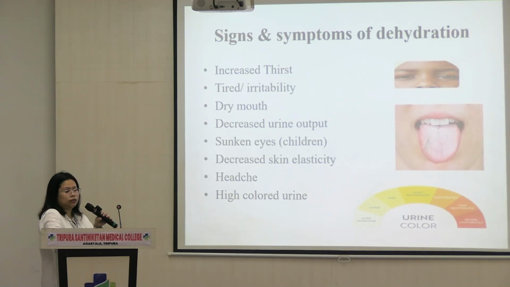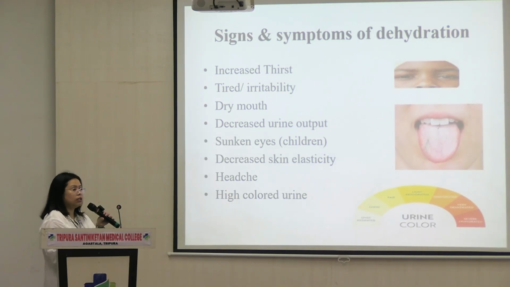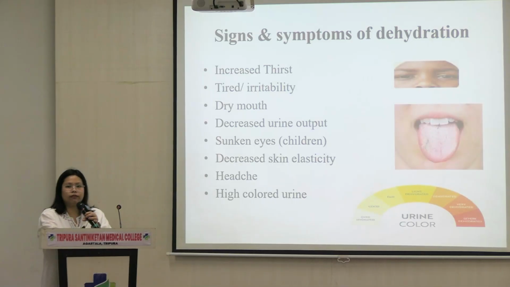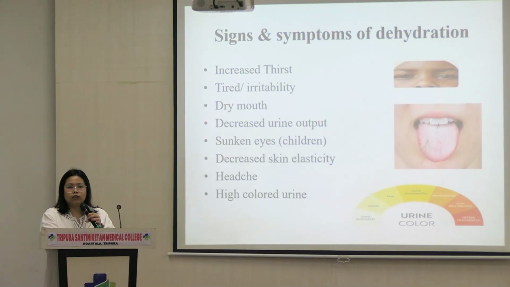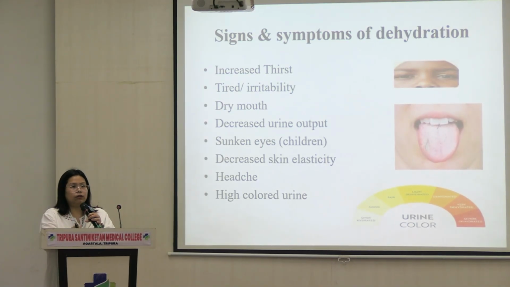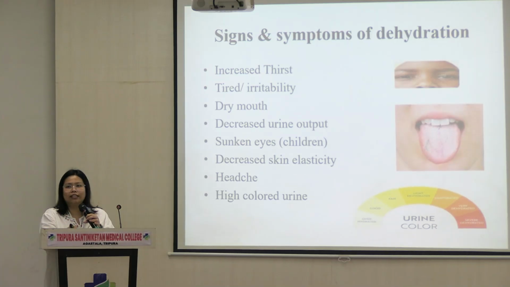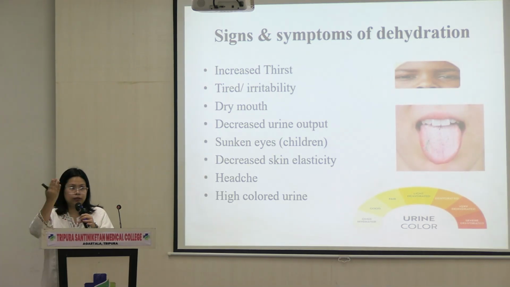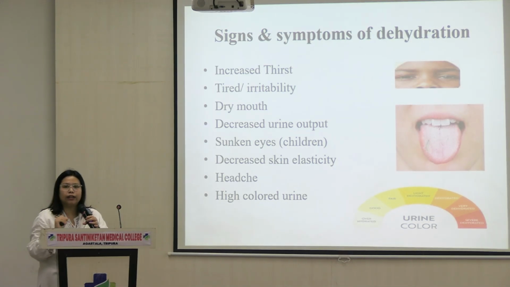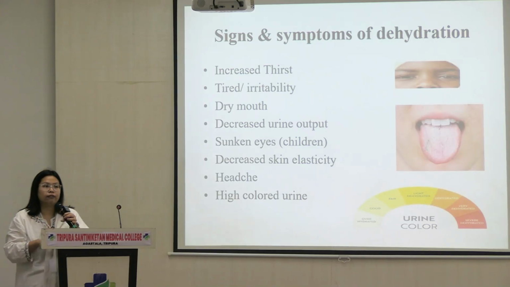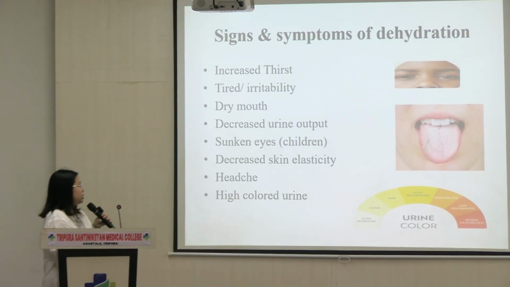Dry mouth, you will see in the tongue. You can check the tongue of your friends. You can show your tongue to your friend and then you can see. It should be moist. There should be a layer of moisture there. If it is completely dry, that means they are dehydrated. You will see this in many patients who have diarrhea and vomiting.